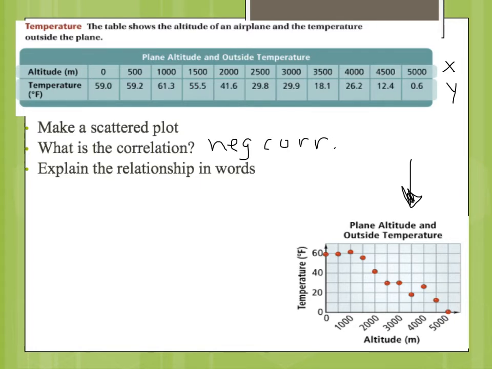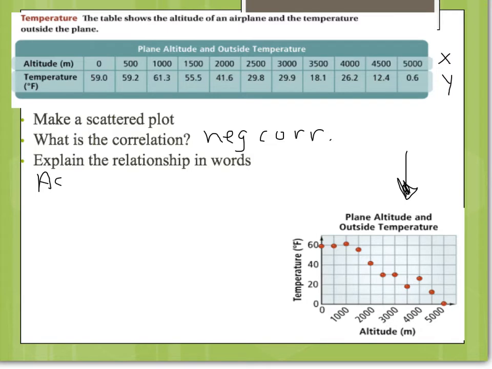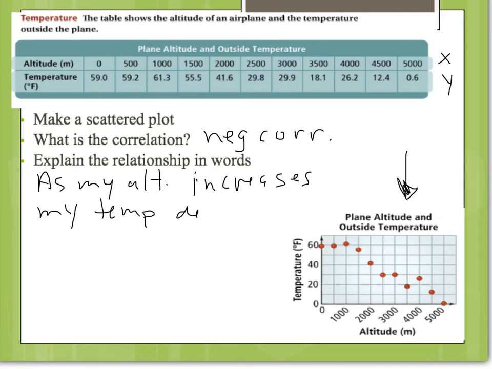And then I'm going to explain this in words. I would say as my altitude increases, so as my x gets larger, my temperature decreases. So really what this is saying is, if you're in a plane, the higher and higher you get up in the air, the colder and colder it's going to be outside of the plane.